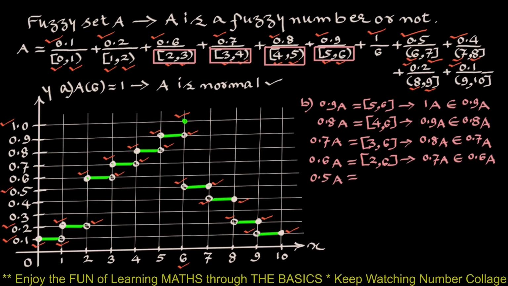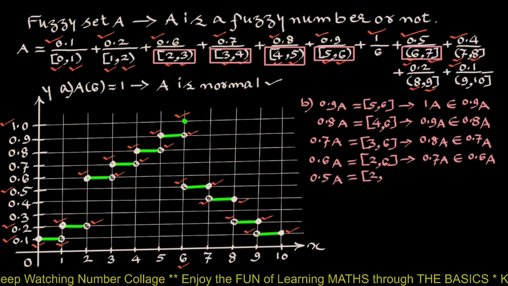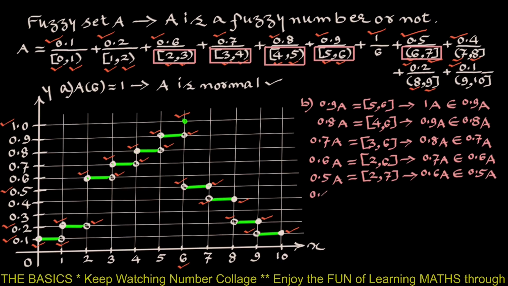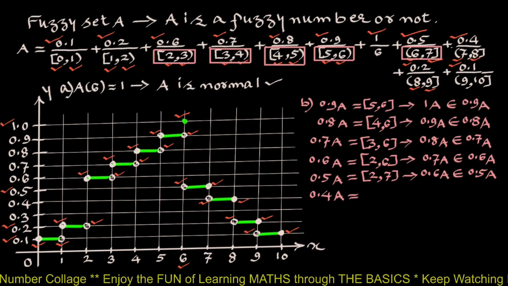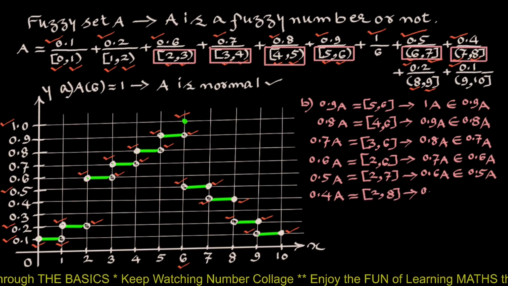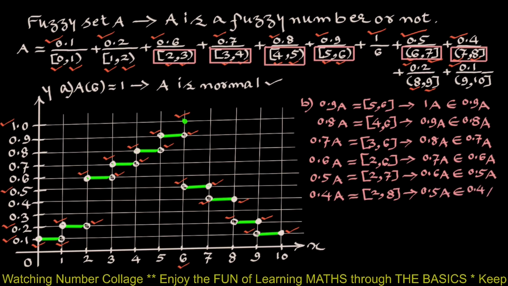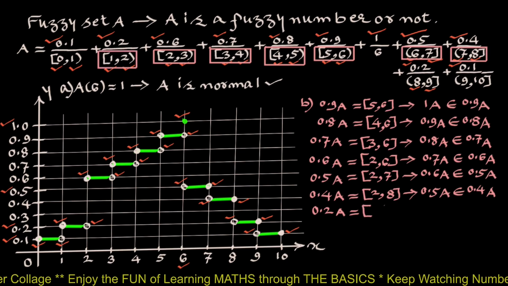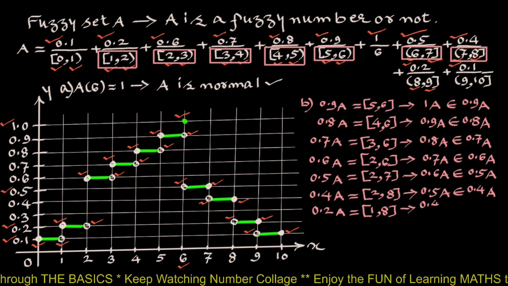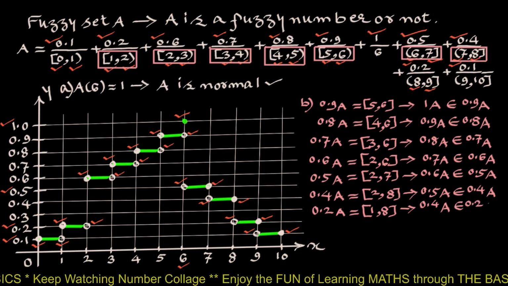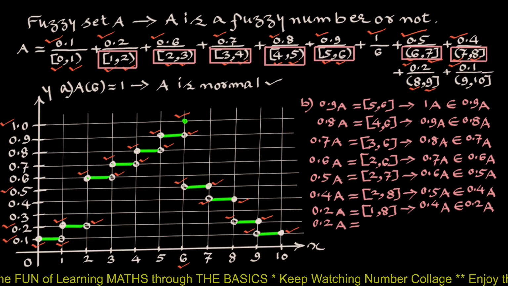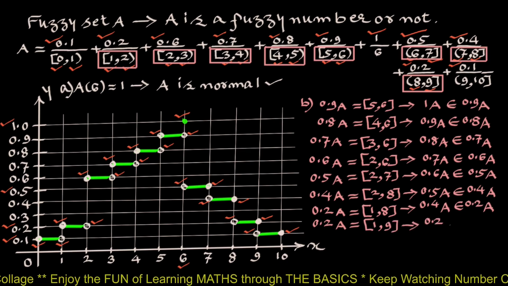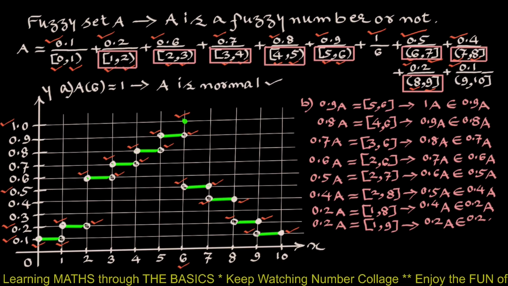0.5 cut A from its domain, this one is closed interval 2, 7, because 0.6 cut A should belong to 0.5 cut A. 0.4 cut A is from its domain here closed interval 2, 8, because 0.5 cut A should belong to 0.4 cut A. 0.2 cut A from its domain, this one is closed interval 1, 8, because 0.4 cut A should belong to 0.2 cut A. Again 0.2 cut A from its domain, this one is closed interval 1, 9, because 0.2 cut A should belong to 0.2 cut A itself.